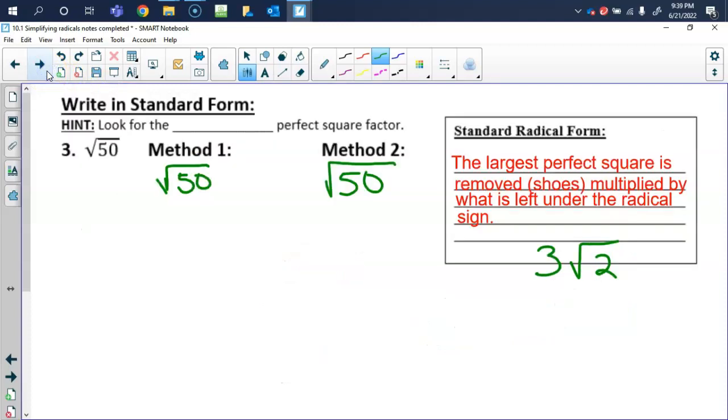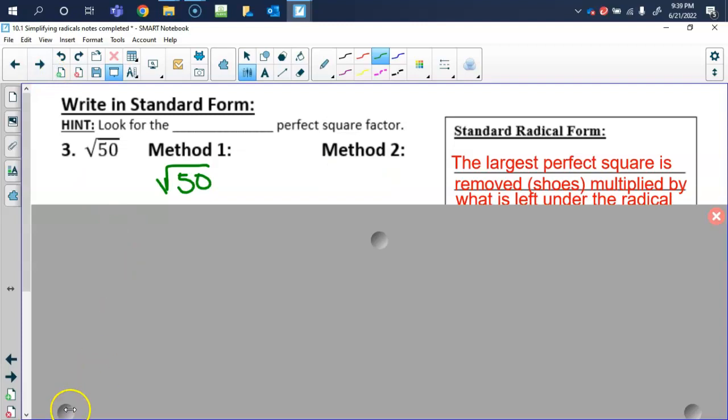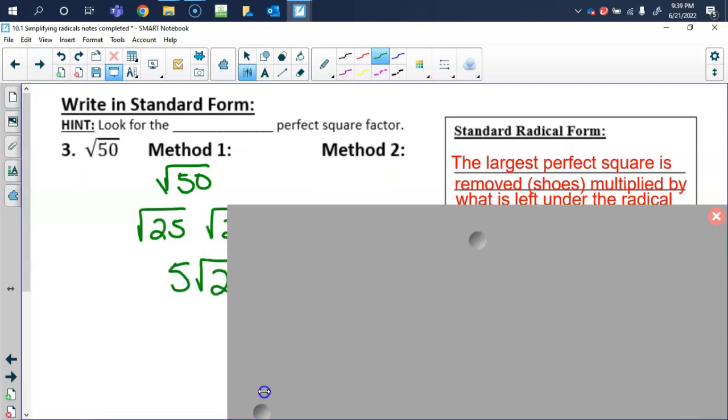So if we go back to that problem, I'm going to get 25 times 2, and then I can take the square root of 25, which is 5, and the square root of 2 just stays inside. So this is what's called standard radical form. And we want to take the largest perfect square out of our 50, okay? So that is one way to do it, is find that perfect square using the chart. It's probably the fastest way, and then go from there.